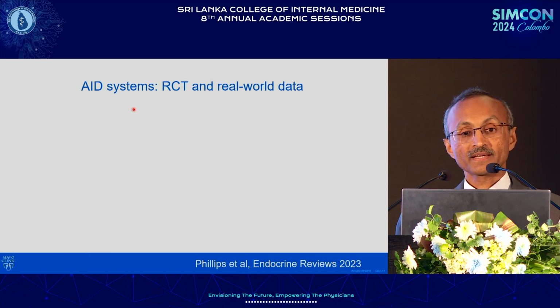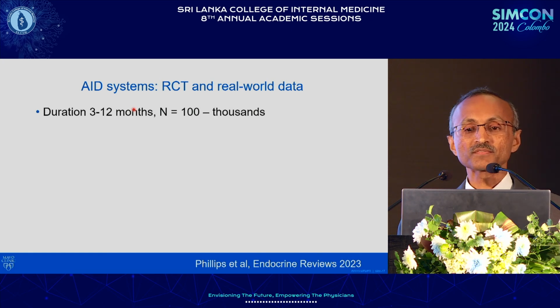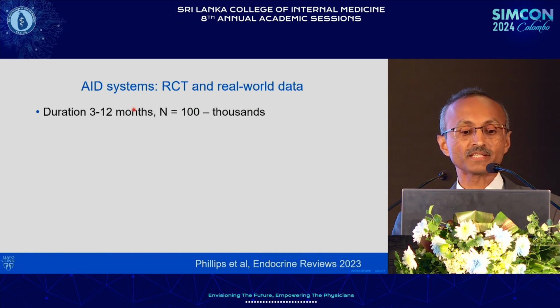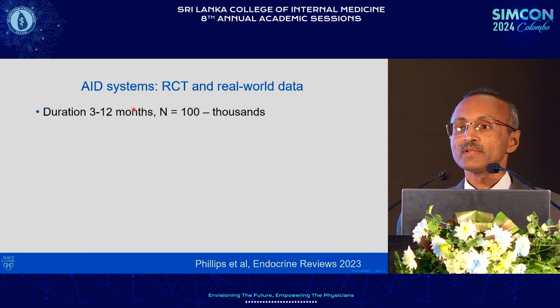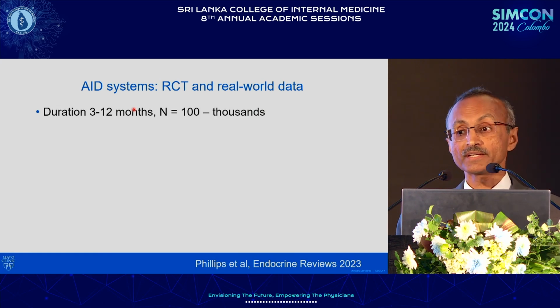How useful are they? I'm just going to do one slide trying to summarize all the randomized controlled trial data and also the real-world data. Again, it's not like we have very extensive data. Most of this is short duration studies, anywhere from 3 to 12 months. The RCTs are about 3 to 6 months, and then the real-world data we have is for close to a year. Most of the RCTs were a few hundred patients, and now we have real-world data on like 5,000, 6,000 patients.